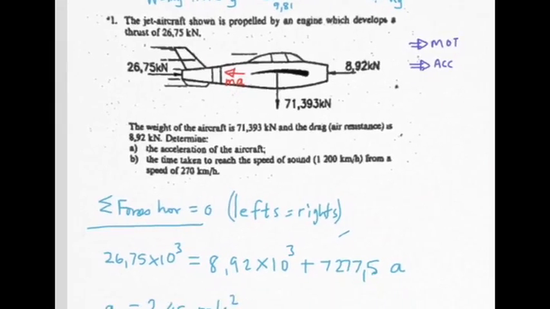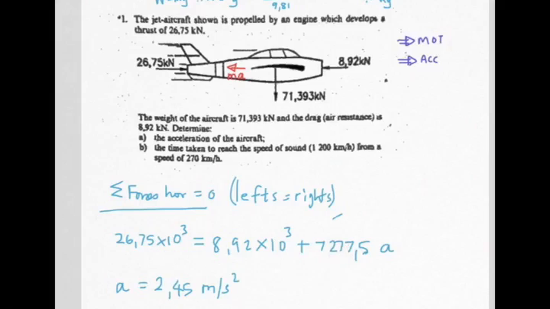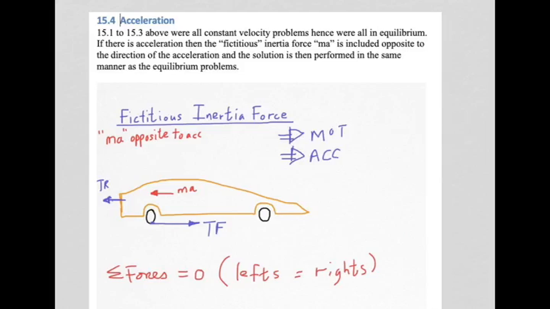Okay, so what do we have? Forces to the right equal forces to the left. We've got 26.75 kilonewtons to the right, and to the left we've got 8.92 kilonewtons, as well as 7277.5 A. Now that is the mass. How did we find the mass? Well, we know that the weight is mass times G, so mass is weight over G. We were given the weight, divided by 9.81 gives us the mass in kilograms. That's where that came from. So we can deduce that acceleration must be occurring at a rate of 2.45 meters per second squared.